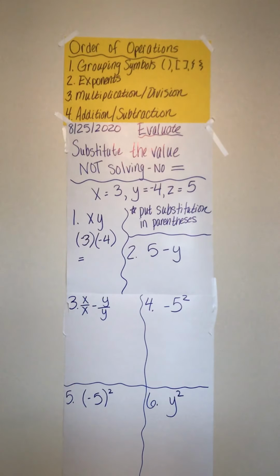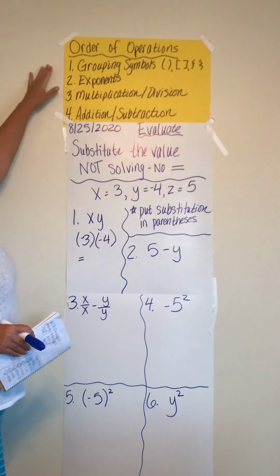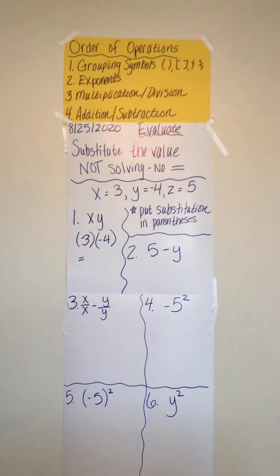Okay, good morning, everyone. We're going to continue with order of operations. So just to read, and I hope this is better for us to read. I'm going to keep this up as long as we're on order of operations. So we have the grouping symbols. Again, those are the parentheses, the brackets, and the braces.